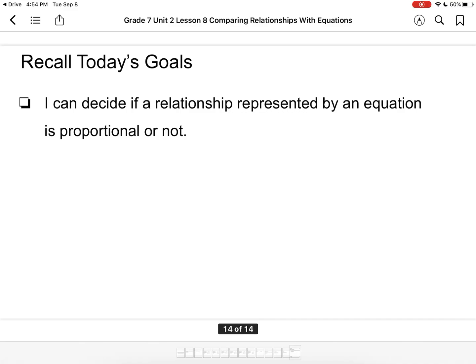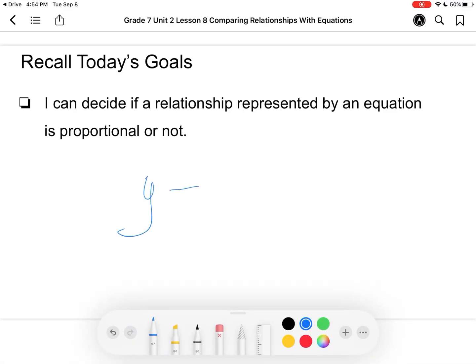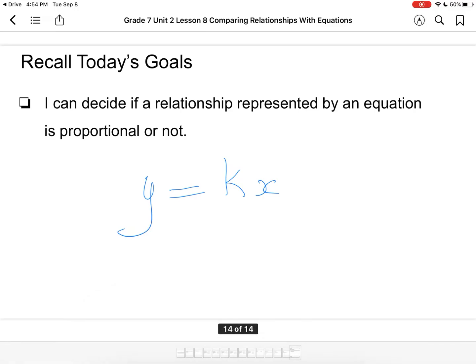So you know now how to decide if an equation represents a proportional relationship. It must be written in the form y equals kx. Anything else is non-proportional.